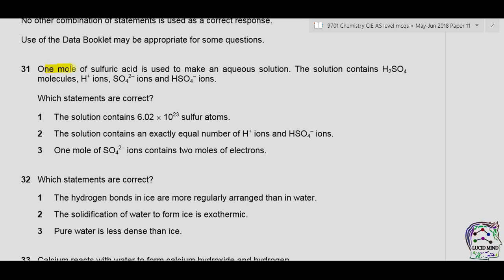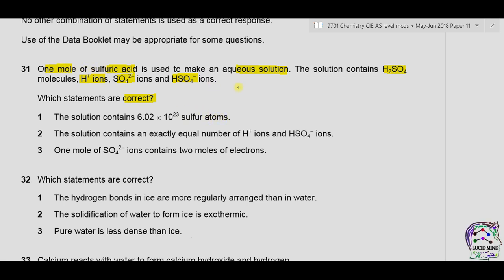Question 31. 1 mole of sulfuric acid is used to make an aqueous solution. The solution contains H2SO4, H plus ions, SO4 negative 2 ions and HSO4 negative ions. Which statements are correct? 1. The solution contains 6 exponential 23 sulfur atoms.